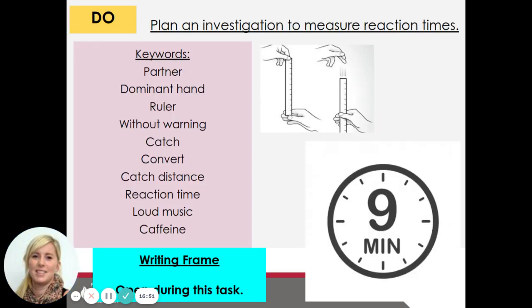So what I want you to do now is write a plan. And when we say a plan, we mean a method. So a method for this investigation to measure reaction times. Now, this is going to take you about 9 minutes.